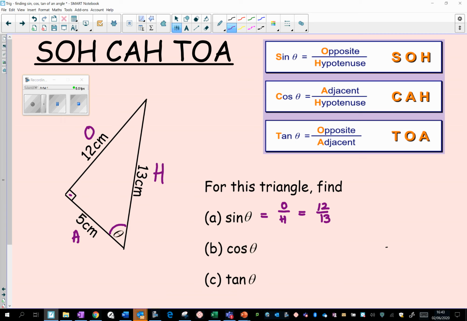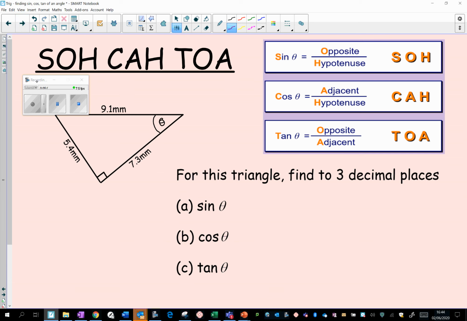Okay, cos theta, well, that's the adjacent divided by the hypotenuse. So if we look at the labeling, that's 5 divided by 13, or 5/13. And tan theta, well, that's opposite over adjacent. Opposite divided by adjacent, well, that's 12 divided by 5. Okay, so sometimes you might just need to find them as fractions. So just leave them as fractions.